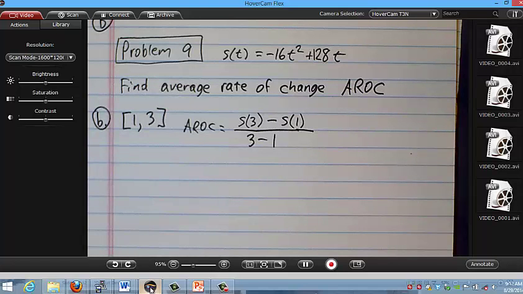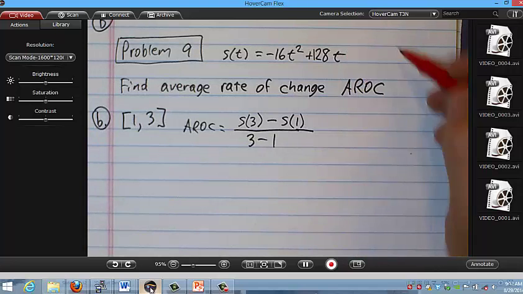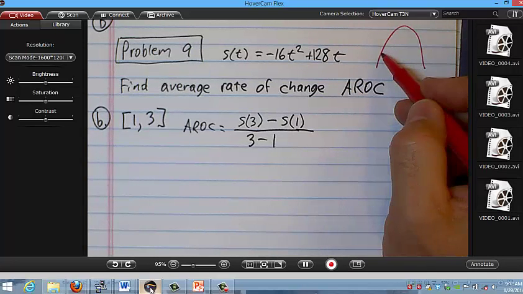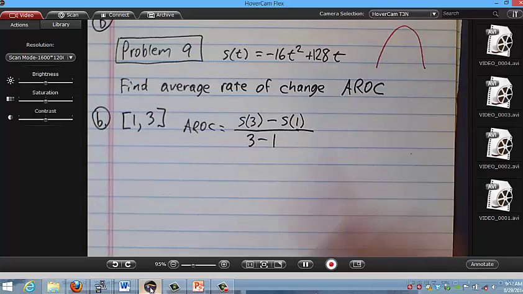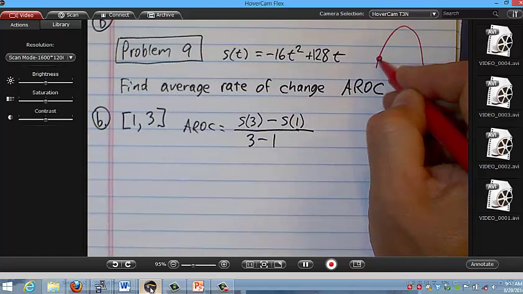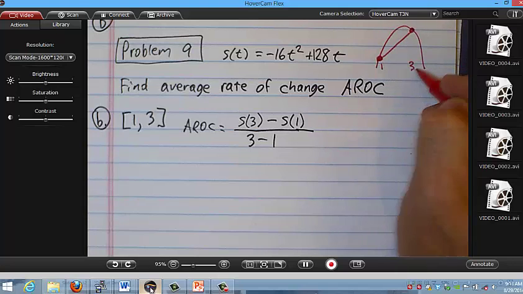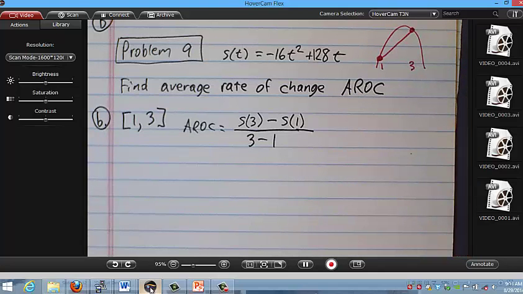Well, I want to show you on a picture what we just did. I have a downward parabola. And I don't know exactly what it looks like, but I probably should have a better picture. But basically, it's this, guys, right? You're finding the slope of a secant line as you go from 1 to 3. Something like that.